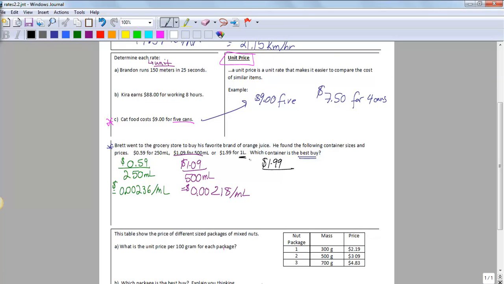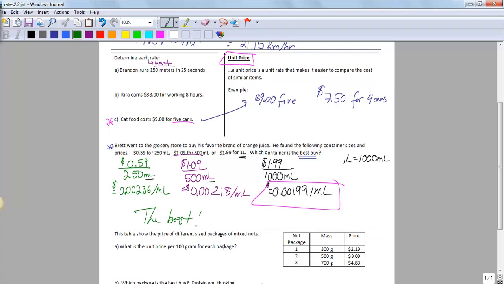$1.99 for 1 liter. Now, it's got to be the same unit, so I've got to talk all milliliters if I want to actually make an accurate comparison. So remember that 1 liter is 1,000 milliliters. Right? There we go. So $1.99, and this is obviously not worrying about tax or anything, ends up being 0.00199 per milliliter. So your cheapest one is the biggest one in this case. So the best buy is the 1 liter for $1.99.